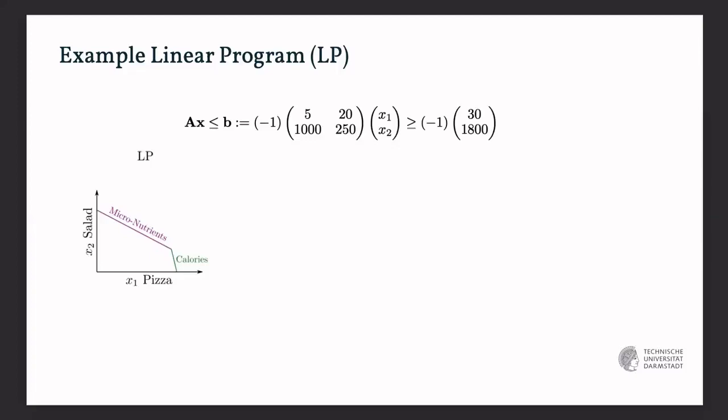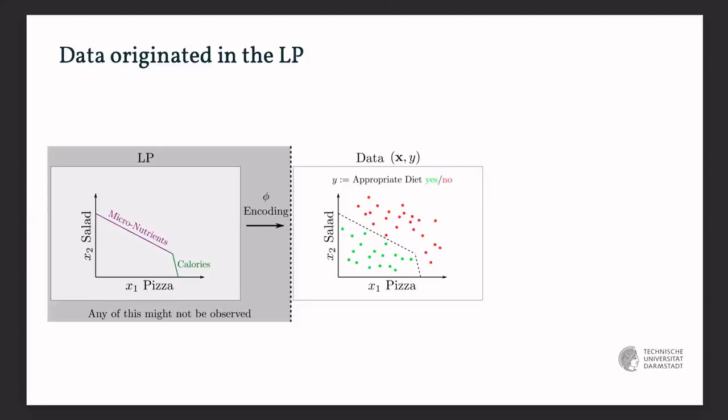So what do we do here now? Actually, we won't be looking at the LP. We will be looking at data which originates from the LP. You can imagine that there's some kind of encoding function which takes the LP and creates some data. It could be something like you see here in the middle, where you have different diet examples for, say, different students. Green and red are labels which encode whether it is an appropriate diet or not, and that's simply dictated by whether it lies in the polytope, in the constraints, or not.